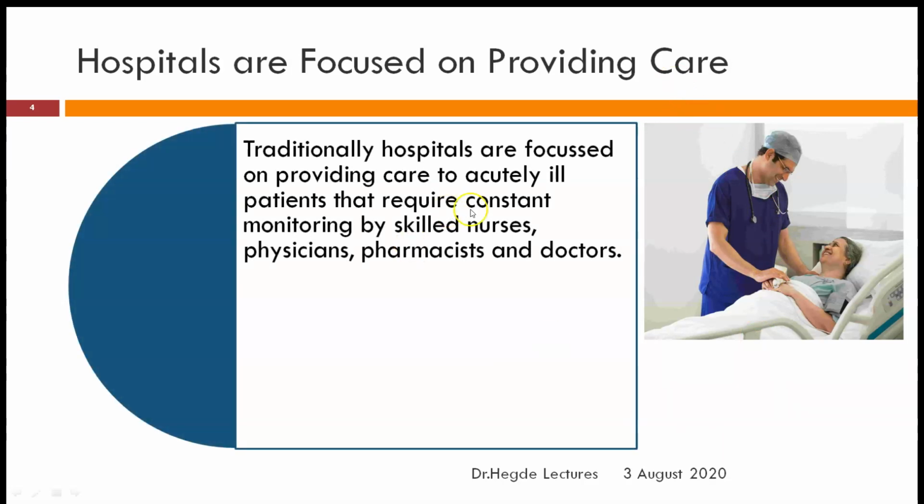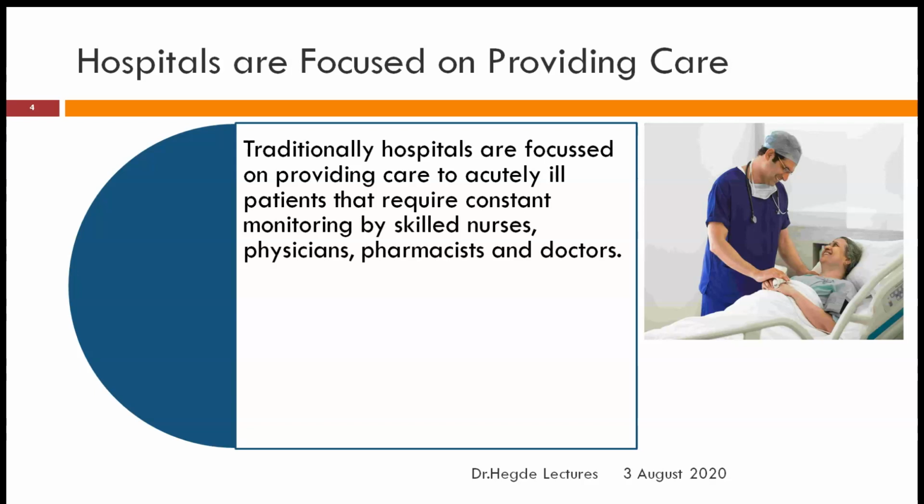Traditionally, hospitals are focused on providing care to acutely ill patients that require constant monitoring by skilled nurses, physicians, pharmacists, and doctors. So there are many different faculty members, many different branches, many healthcare professionals. They are working together for a common objective of providing care. So traditionally hospitals were mainly focused on treating acutely ill patients. Only if acute illness was there, we used to go to the hospital for relief from a particular disease or ailment.